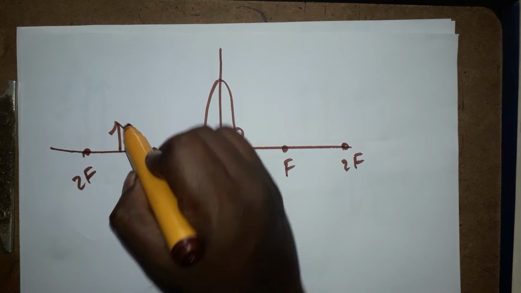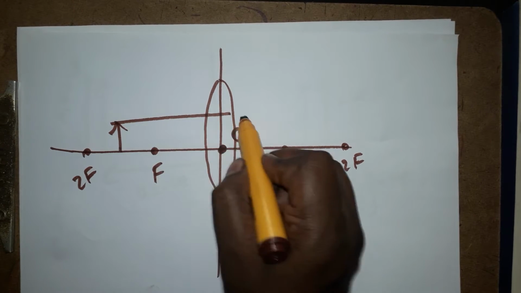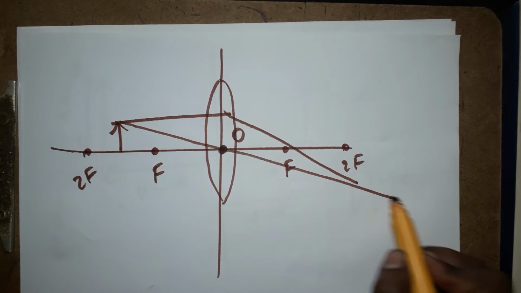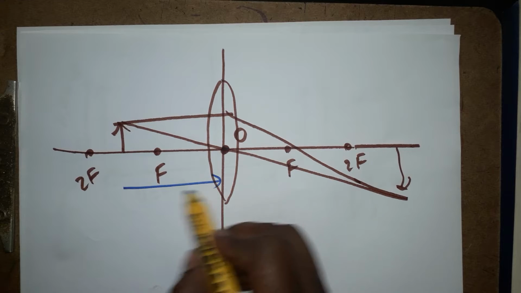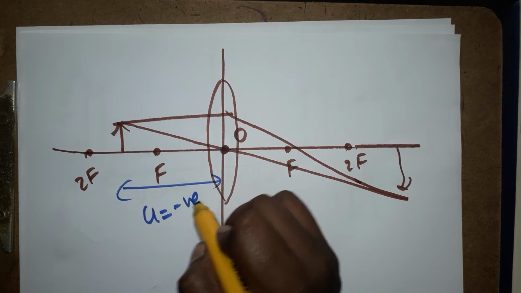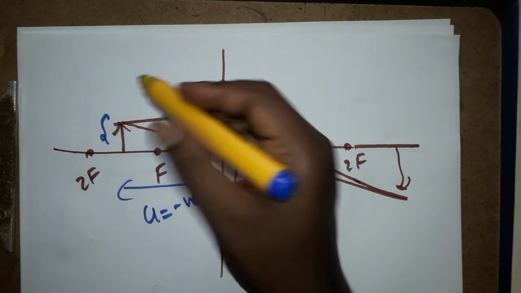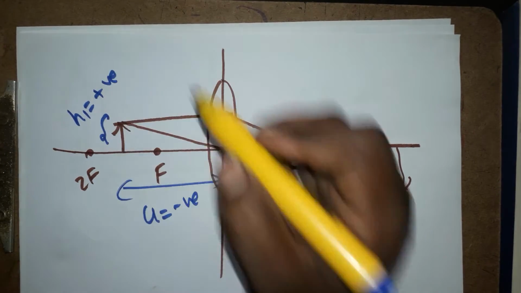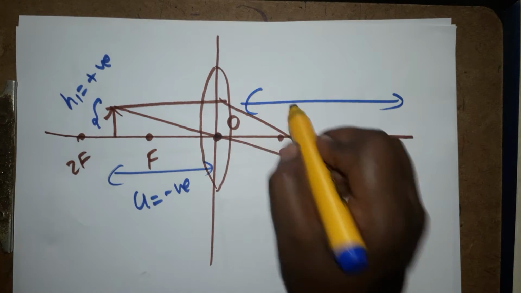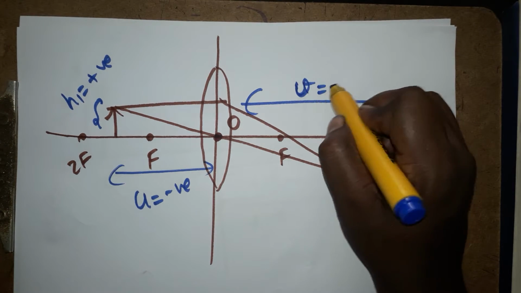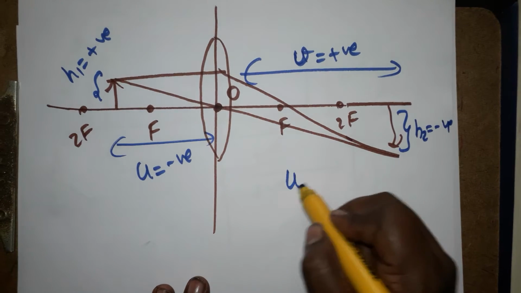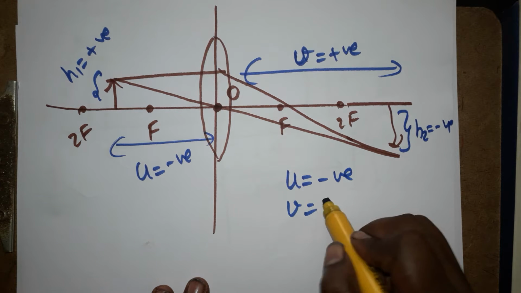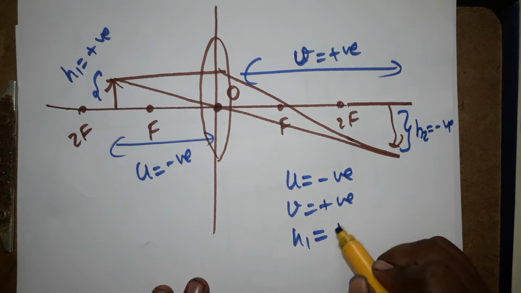I placed the object here. Parallel ray will go through the focus, center ray undeviatedly goes straight, image will be formed here. Now how can I use the sign convention? Already I told you, from the left side it's going to be negative. Object distance will be negative, object height will be positive. Image distance to the right of the optical center will be positive, image height h2 will be negative. So u will be negative, v will be positive, h1 will be positive, h2 will be negative.